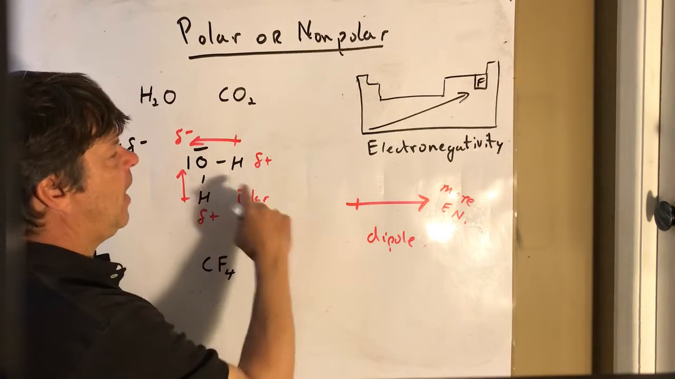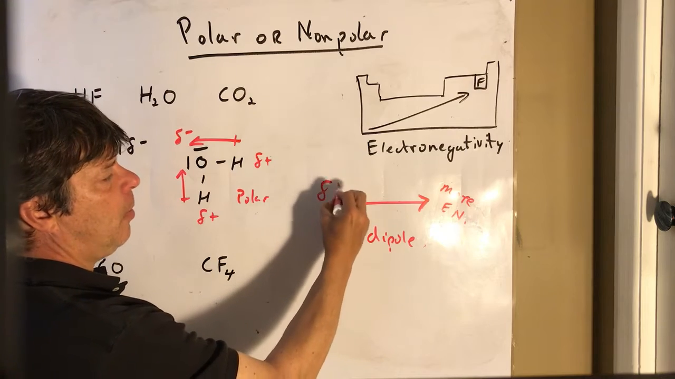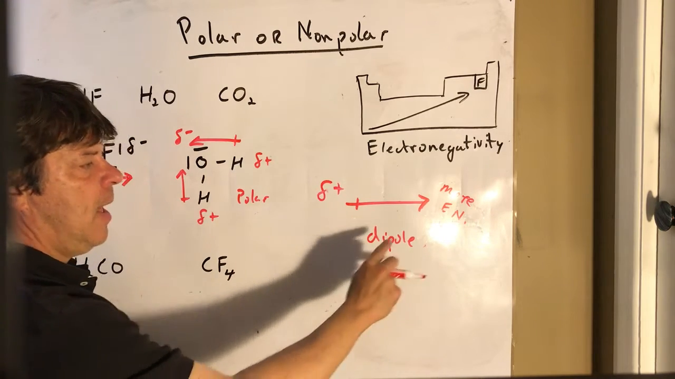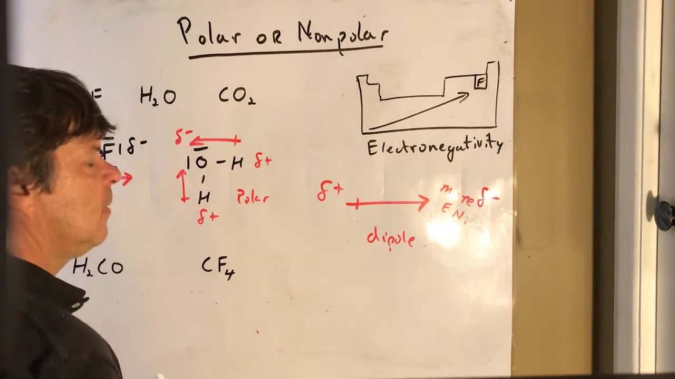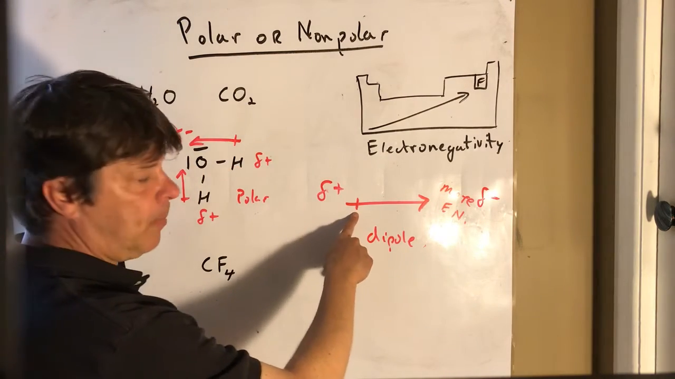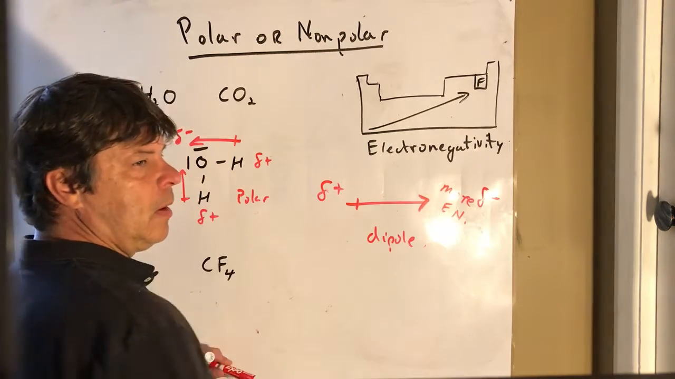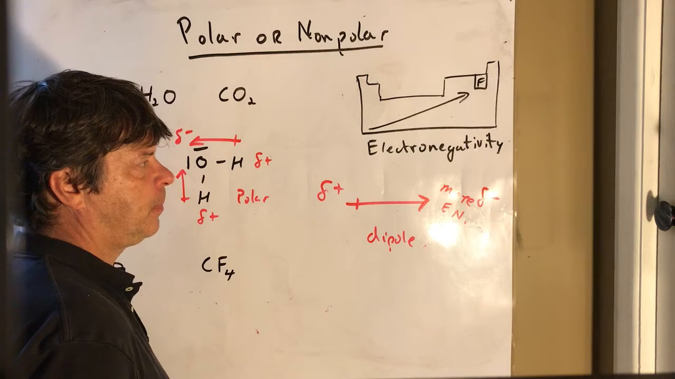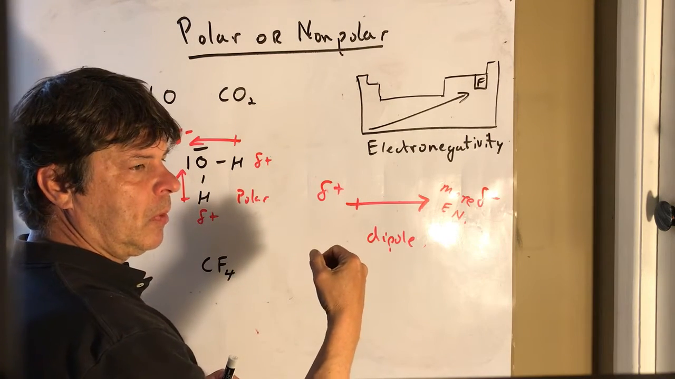Notice that the tail of the arrow, the tail of the dipole, is going to be the partially positive side. And the tip of the arrow is going to be the partially negative side. And if you look at that little plus sign there, that might help you remember that. We draw the dipole toward the more electronegative element. The element that pulls electrons closer to itself.